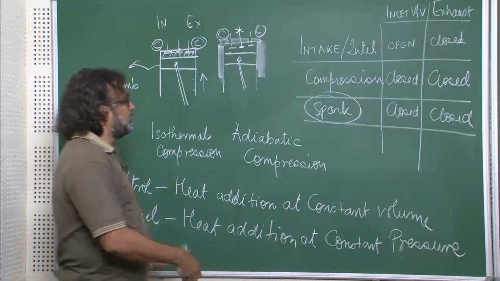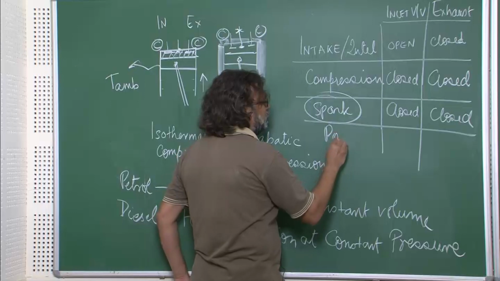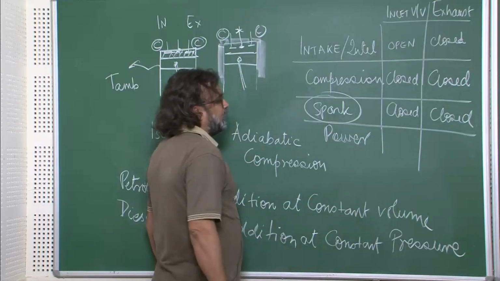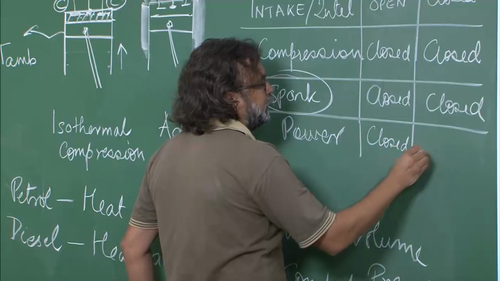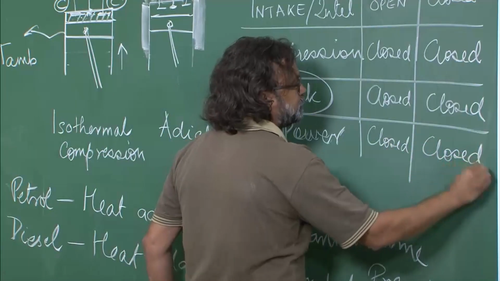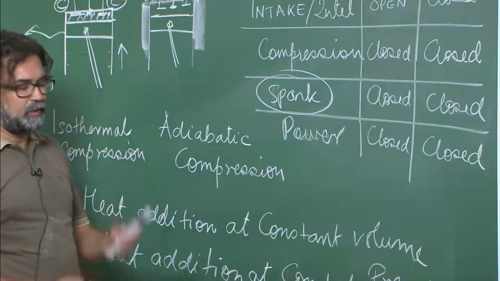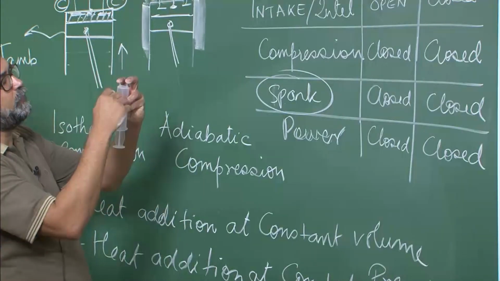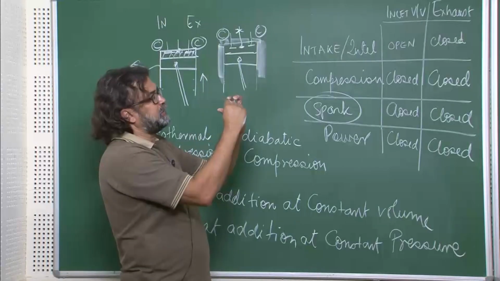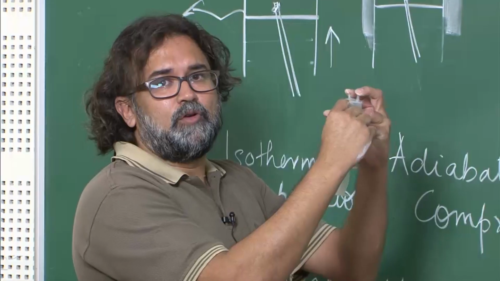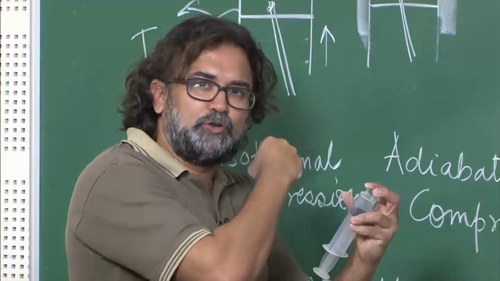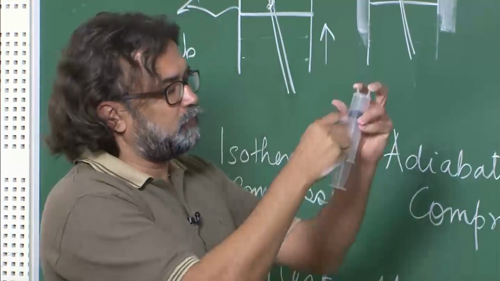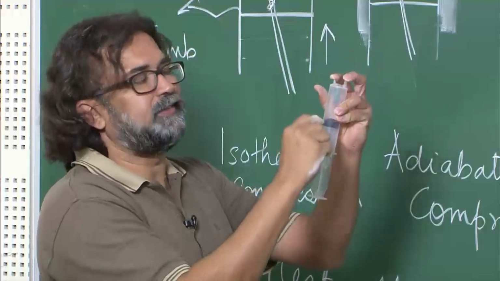So essentially we have the power stroke which has started, and in the power stroke naturally both the valves have to remain closed, because we don't want to lose any gas. The pressure is high, the temperature is high, we want to make sure that this gas which is at high pressure and high temperature pushes only the piston downwards, so that you can get maximum work out of it at this level.